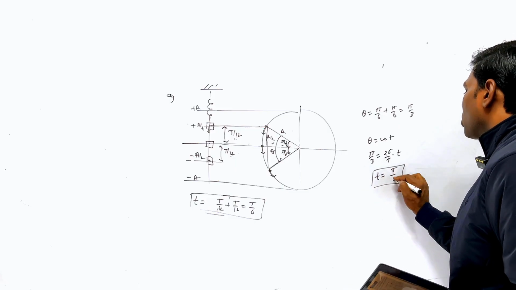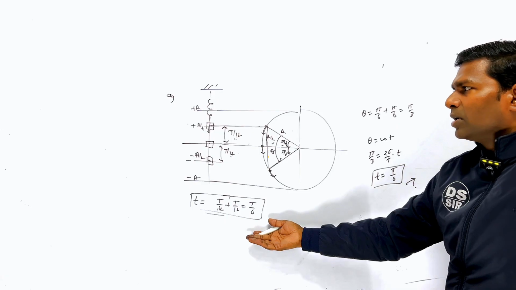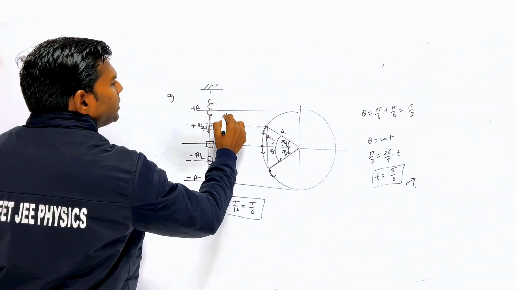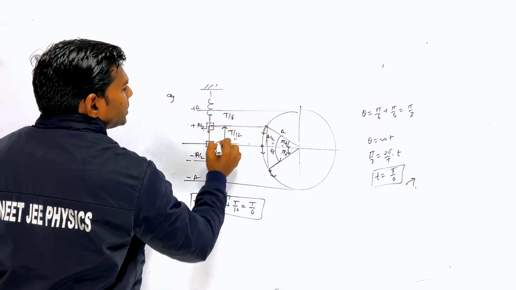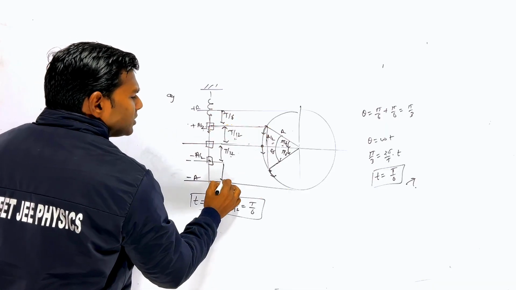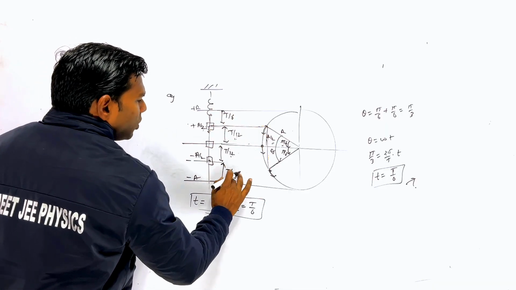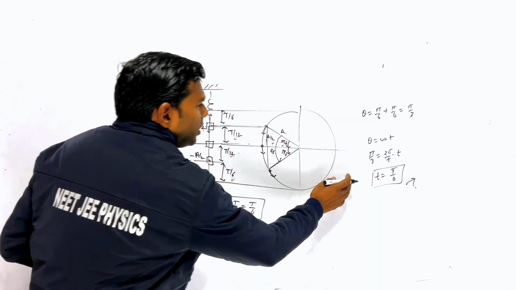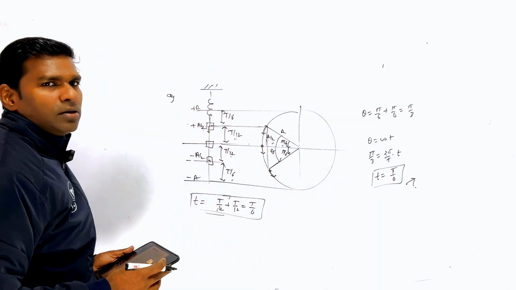Is it clear or not? For A by 2, we have remembered that it is T by 12, and T by 6 for the full distance. So if they ask, we can do it directly. Also with the help of this circle, we can do it in this way. You understand both methods or not?